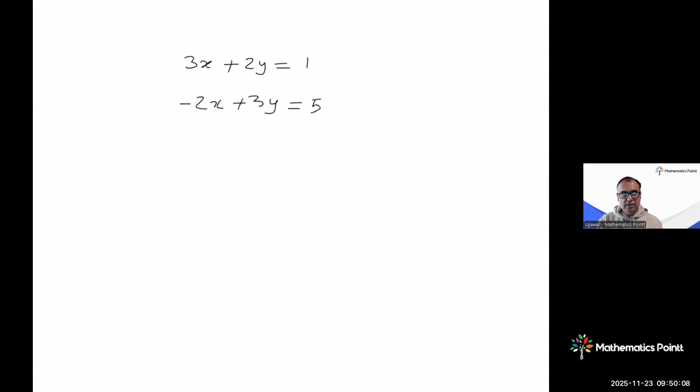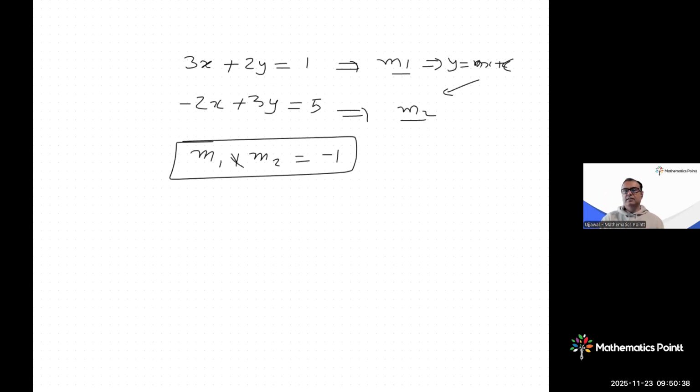Which means you need to find the slope of this line and the slope of this line. How do you find the slope? The way we did it right before. Rearrange both of them in y equals mx plus c form, then pick up their slopes and check whether m1 times m2 gives you negative 1, which will prove that yes, they are perpendicular. In the answers, you just need to tell me yes or no, whether they are perpendicular or not.